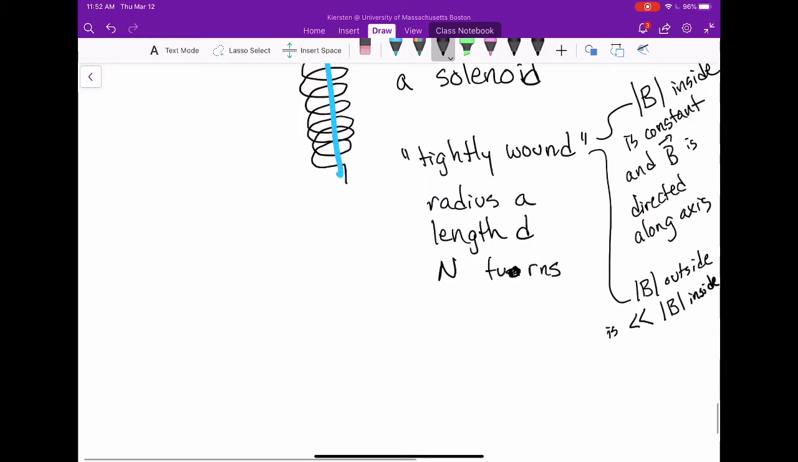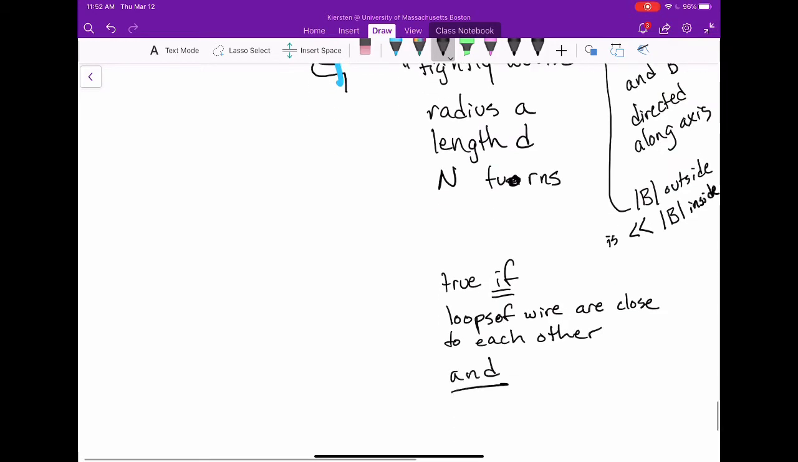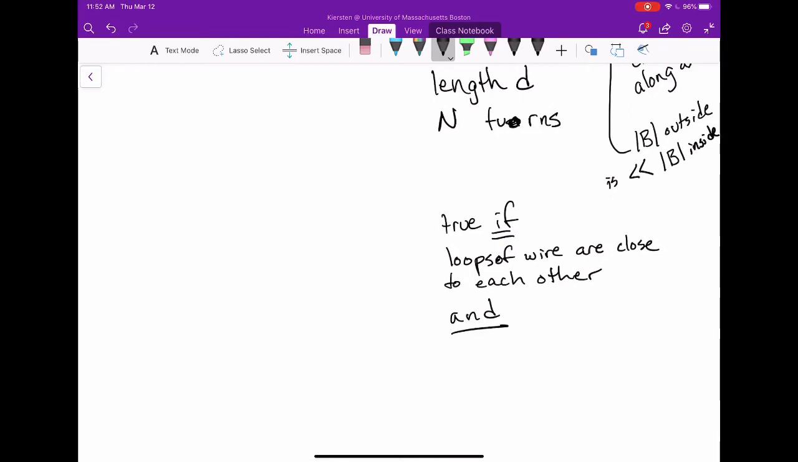These things are true in general if the loops of wire are close to each other, and the length D of the coil is much larger than its radius A. So the length is greater than the radius by a lot.